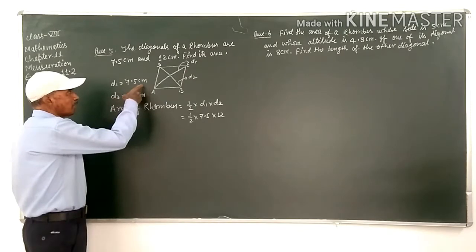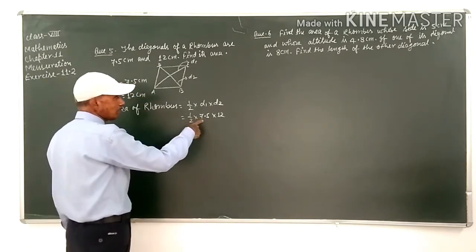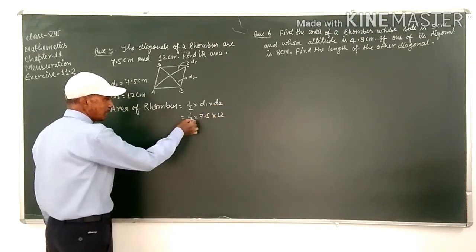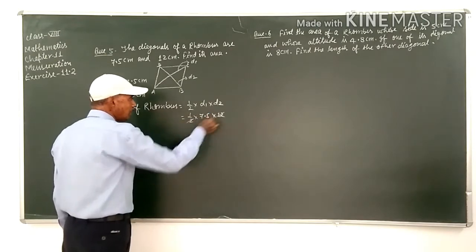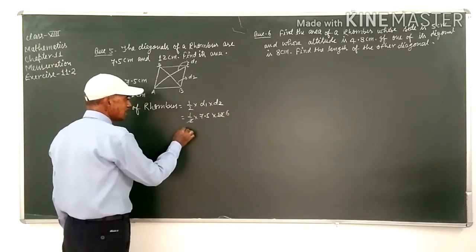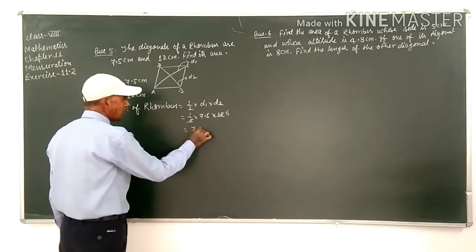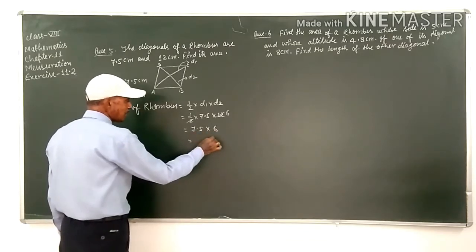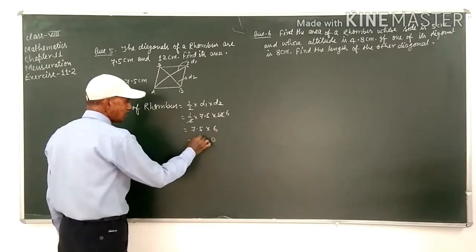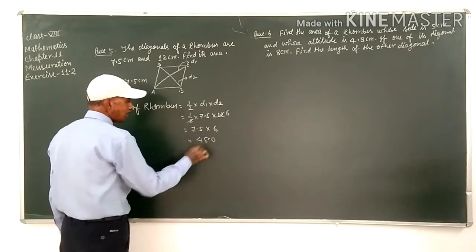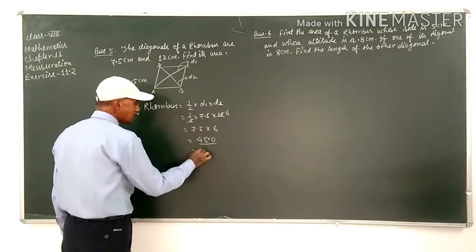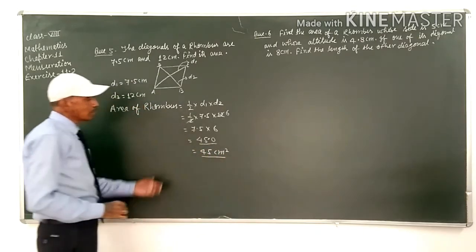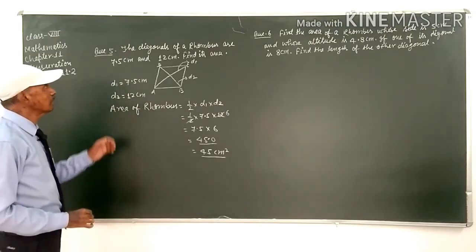Diagonals are 7.5 centimeter and 12 centimeter. So this one, diagonal first, is 7.5 centimeter and diagonal second is 12 centimeter, and this 12 is divided by 2, that is 6. So 7.5 into 6, that will be 45.0, it means 45 centimeter square. This is the area of this rhombus.